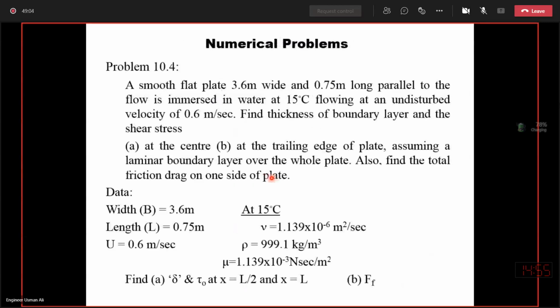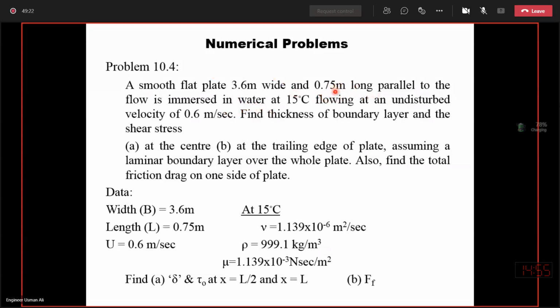Now let us solve a few numericals. These are the solved numericals. These are the numericals from the exercise of chapter 10. So you can get the statements from there as well. So first is 10.4. You are given a smooth flat plate which is 3.6 meter wide and 0.75 meter long.